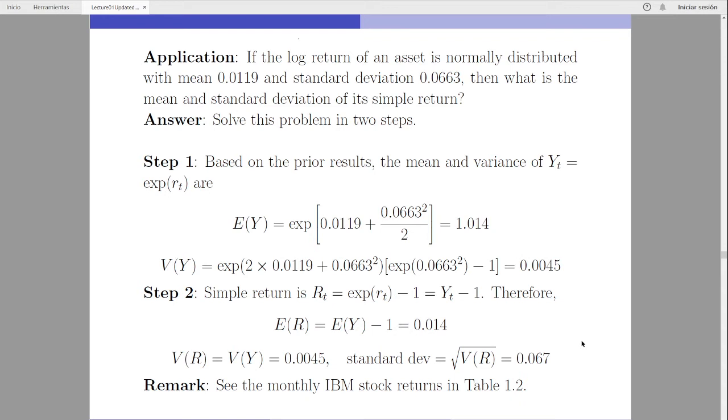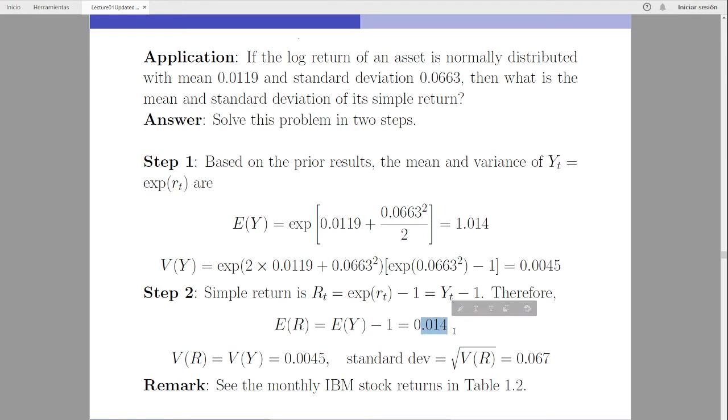Based on our return, we already know it's normally distributed. The mean and variance of the exponential are exactly like this. And now the simple return is the exponential of the corresponding log return minus 1, I mean y_t minus 1. All right? Here we are using these formulas. So, using this formula, the expectation of our simple return is the expectation of this exponential variable minus 1.